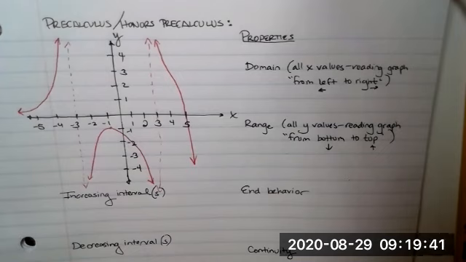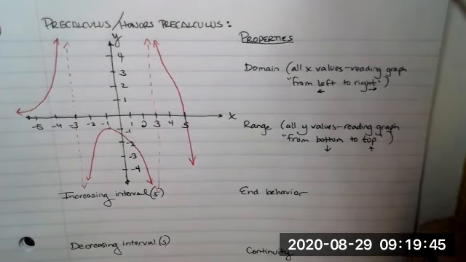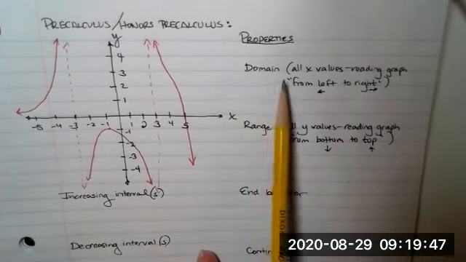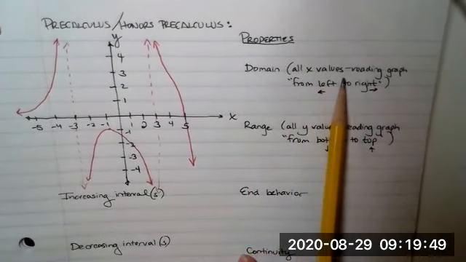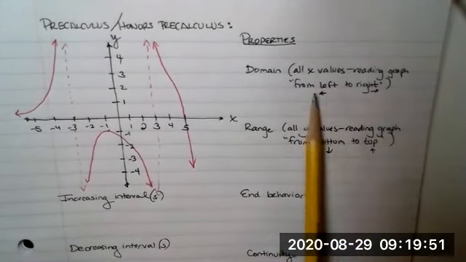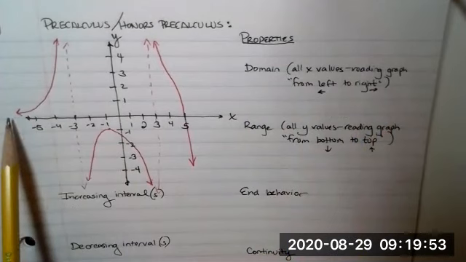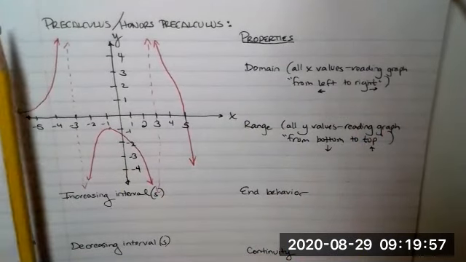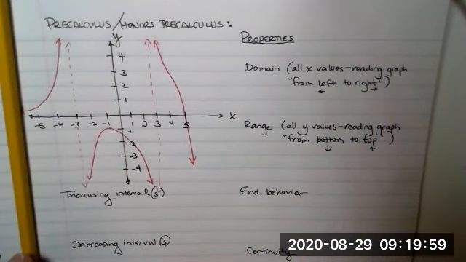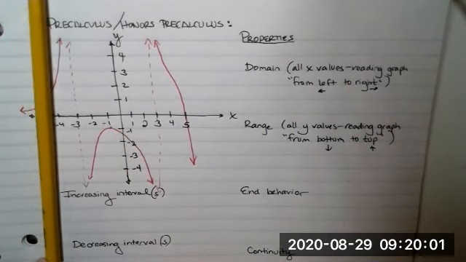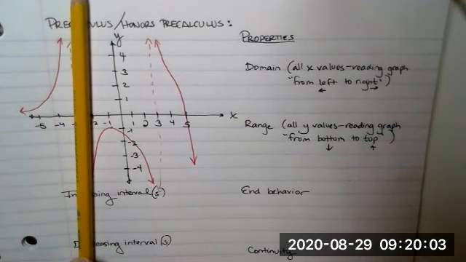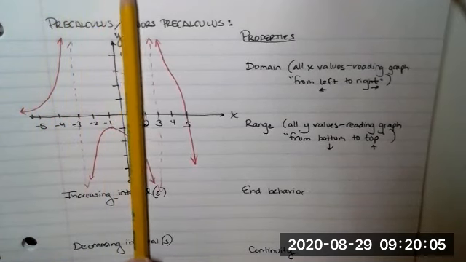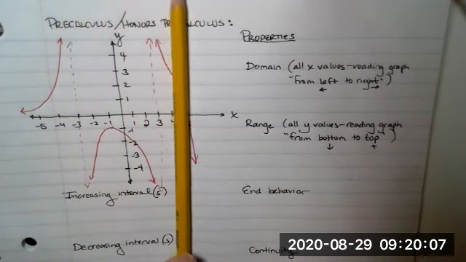Okay, so let's start out with domain. We're looking at what is the domain of this function. The domain is all of the x values in a function, so we're really reading the graph from left to right. One way I do this sometimes is I take a pencil and just drag it across the page to see where the graph touches.